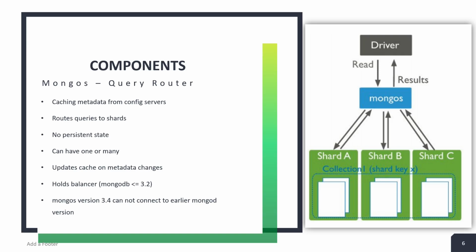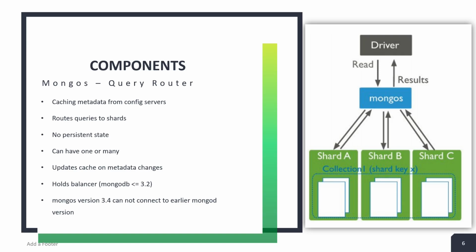So it has the metadata that is cached inside the configuration server, and then it will route the queries to the appropriate shards wherever the particular chunk or the data is stored. It is not in a persistent state, and you can have one or more mongos processes running in the system for load balancing operations. And it also updates the cache whenever the metadata gets changed.